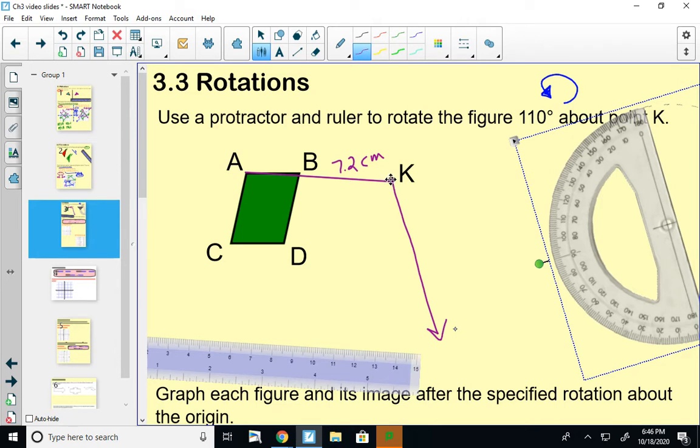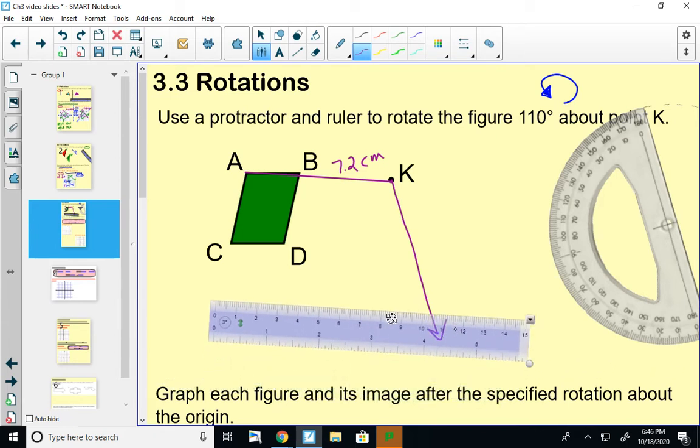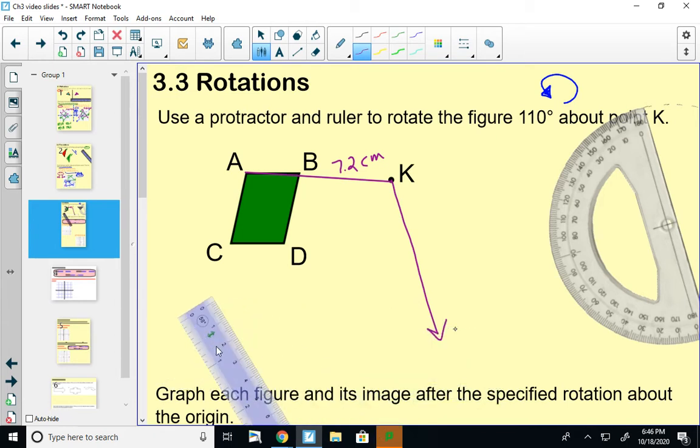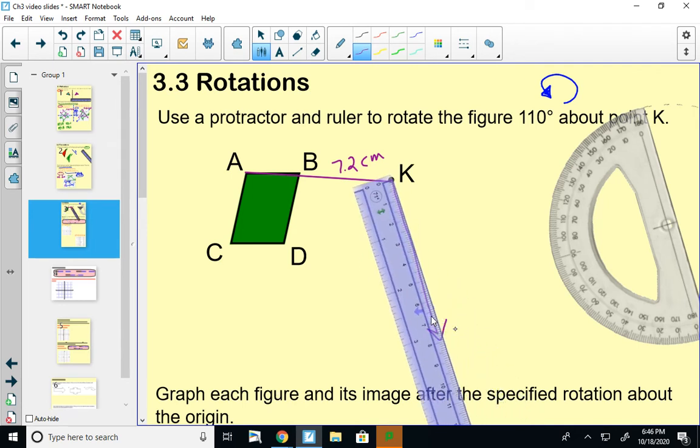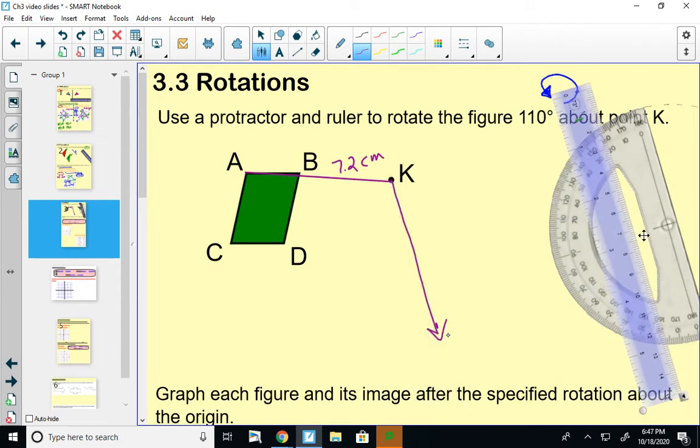And then we want the distance from point A to point K to be the same as the distance from point K to A prime, or the rotation of A. So A to K was 7.2 centimeters. I'm going to take my ruler and, from point K, measure out 7.2 centimeters along that line. It looks like that is going to be right there. So this point is going to be A prime.